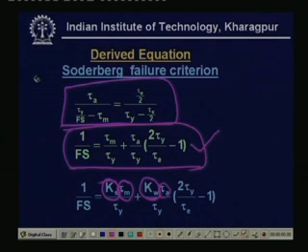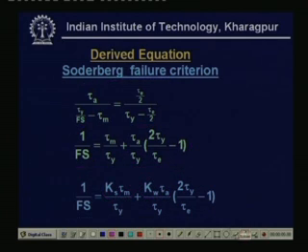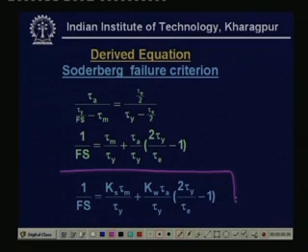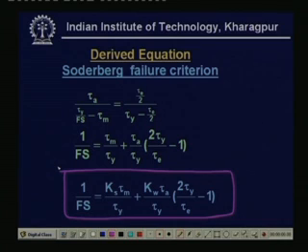So, what we get is a relationship something like this, that 1 by f s equals k s into tau m by tau y, plus k w tau a by tau y into 2 tau y by tau e minus 1. So, we consider the expression shown here as the form of the equation. What we get is the Soderberg failure criterion for variable loading. So, now you understand that this particular expression we will be utilizing for designing of springs when they are undergoing a variable load or a fluctuating load, whichever you may call it.